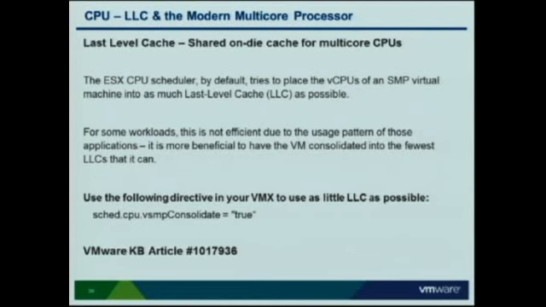Now ESX, by default, is going to try and place as many vCPUs of an SMP virtual machine into as many of those last level caches as possible. So it's going to spread out the load. It's going to take advantage that you may run on this package this cycle, and then you'll run on this one the next, and you just go back and forth. It's going to try and find where I've got space to run this workload.